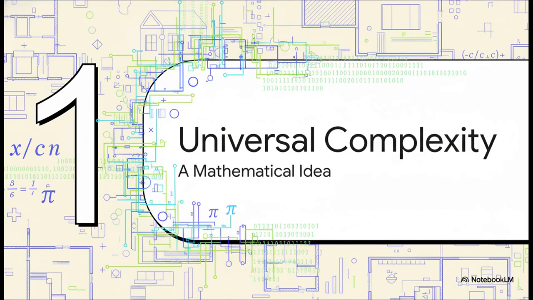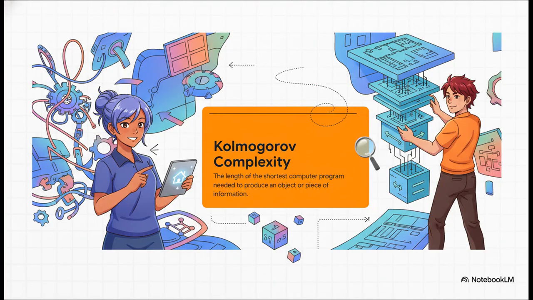To really get our heads around this, we need to start by exploring a really powerful idea from the world of mathematics and computer science. Okay, so what in the world is Kolmogorov complexity? Well, put simply, it's not about how big or long something is, but about how simple its instructions are. Think of it like the ultimate measure of how compressible something is.